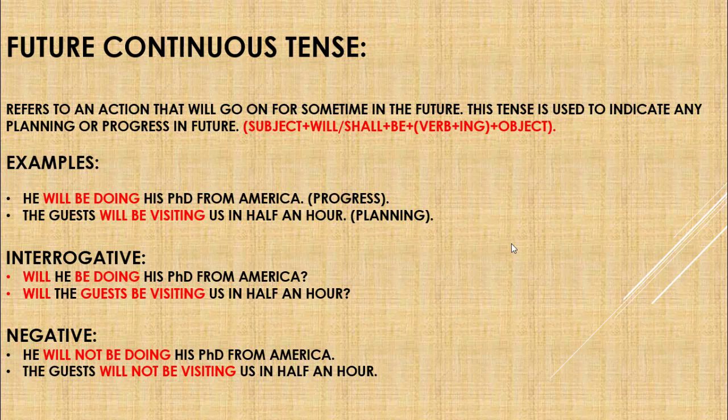In the interrogative sentences, we use will or shall at the beginning of the sentence. Will he be doing his PhD from America? Will the guests be visiting us in half an hour? In the negative sentence, we use not after the auxiliary verb will or shall. He will not be doing his PhD from America. The guests will not be visiting us in half an hour.